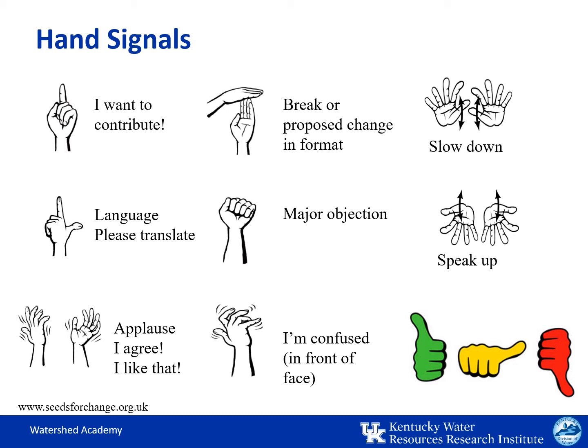And there are other signs that you can use. You can use the slow down or speak up signs that are there. You can use your thumbs up, thumbs down. You can show a major objection, but we would hesitate to use that quite a bit. So you can do the fist or cross your hands across your chest. But these are ways that you can incorporate your increased participation in meetings without increasing interruptions.